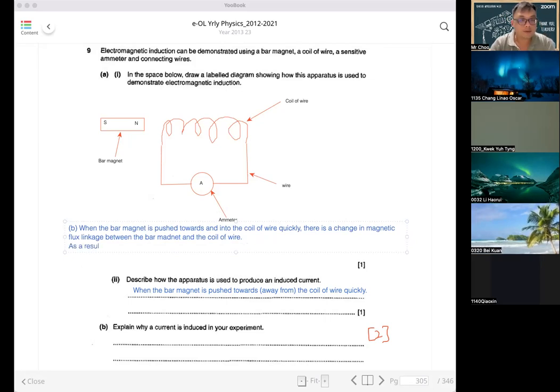So how does this change create an induced current? As a result, by Faraday's law, an induced EMF is produced in the coil and an induced current is therefore produced in the coil. Is that clear?